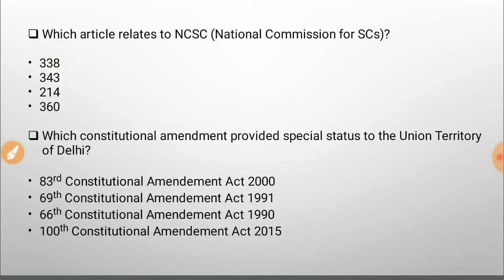Moving on, which constitutional amendment provided special status to the Union Territory of Delhi? 83rd, 69th, 66th, or the 100th? 69th constitutional amendment. Here is our answer. Why? Well, it has been formulated by the Parliament, and Delhi has been provided the status of NCR, National Capital Region, or NCT, National Capital Territory.